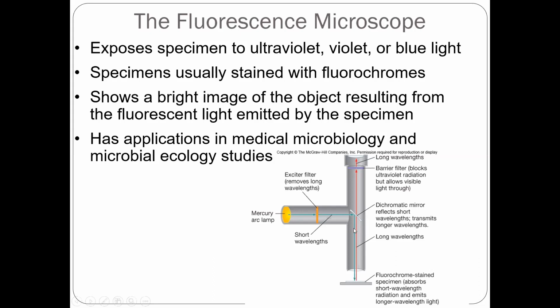And more important here is this mirror. This dichromatic mirror will reflect short wavelengths and transmit longer wavelengths. Together with this barrier filter, only longer wavelengths will pass. They are applied very specifically in medical microbiology and ecology studies. The good thing is that using the fluorescence microscope, we can differentiate dead and alive cells.